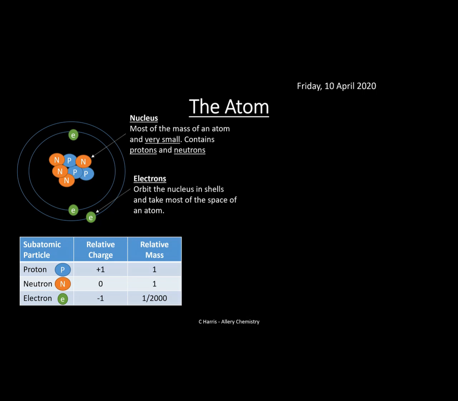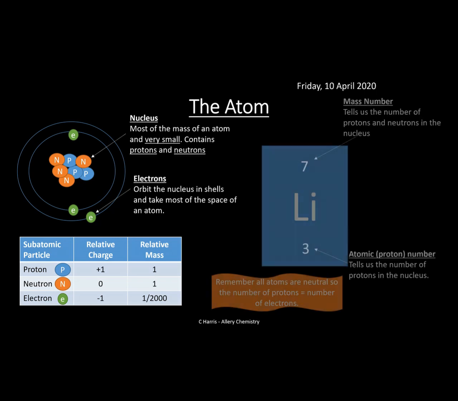The protons have a relative charge of +1, so they're positive. Neutrons have a 0 charge, they're neutral. And electrons have a negative charge, so that's a -1 charge.